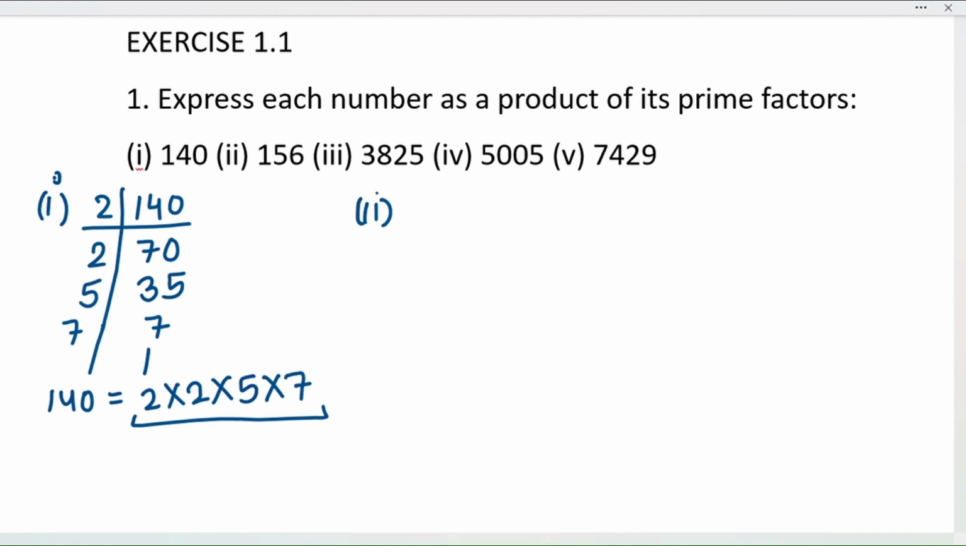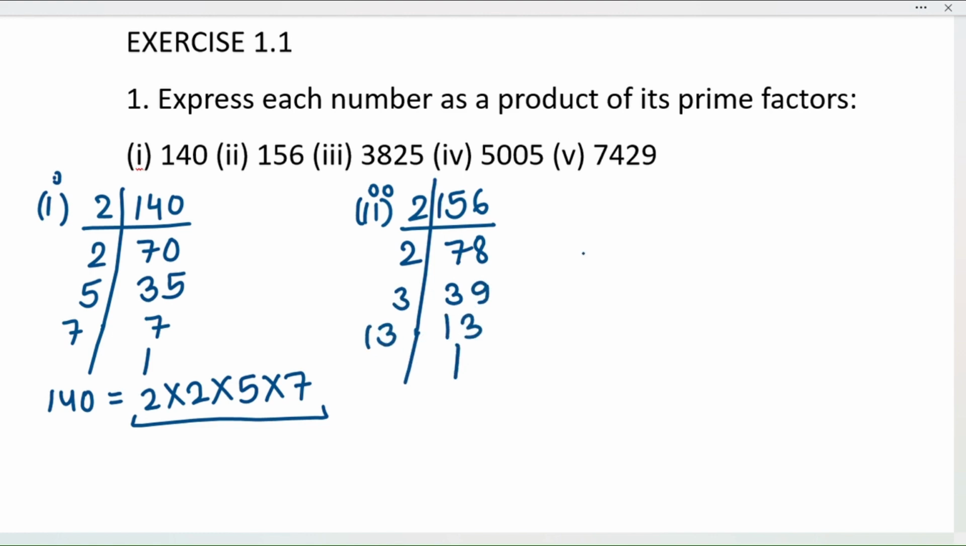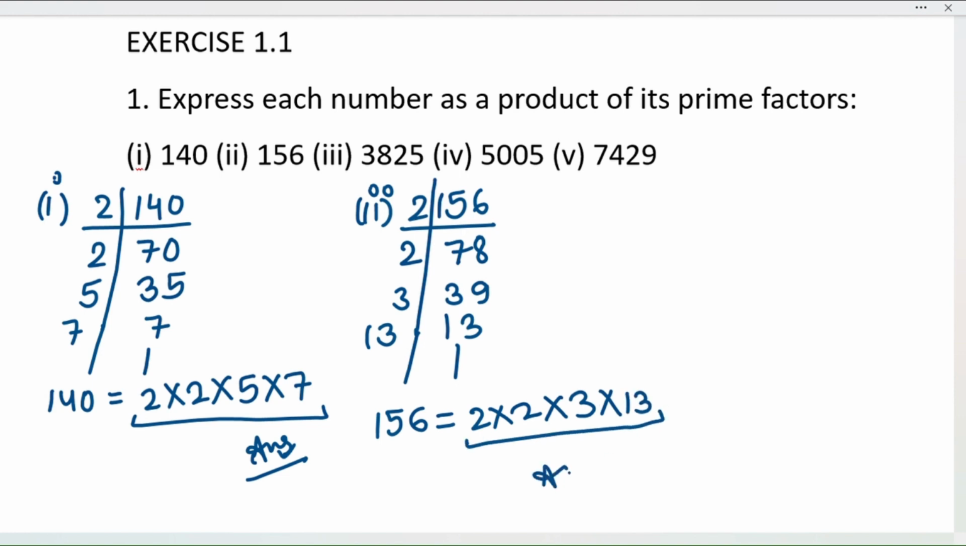Then part 2, it's 156. Starting with 2, it is 78, then 2 again, it will be 39, 3, 13, then 13, 1. So I can write, this is the answer, okay? So don't get confused. You have to write 140 in terms of its product of prime factors. Then 156 can be written as 2 into 2 into 3 into 13 as product of its prime factors. So this is the answer.